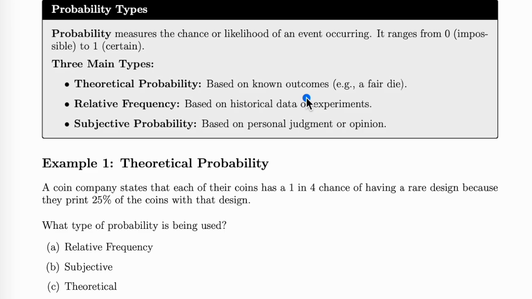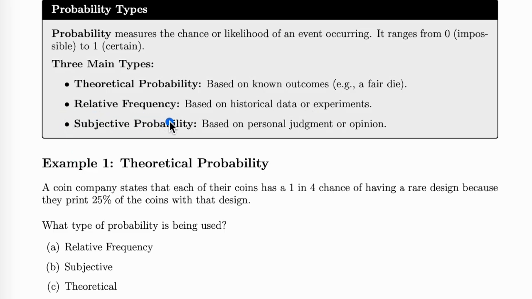So, for example, rolling a die. Your outcomes are 1, 2, 3, 4, 5, and 6. And each of those outcomes has an equal chance of happening. And the probability of each of those, they're all 1/6, right? 1 out of 6 chance for all of them. So that's going to be based on known outcomes.